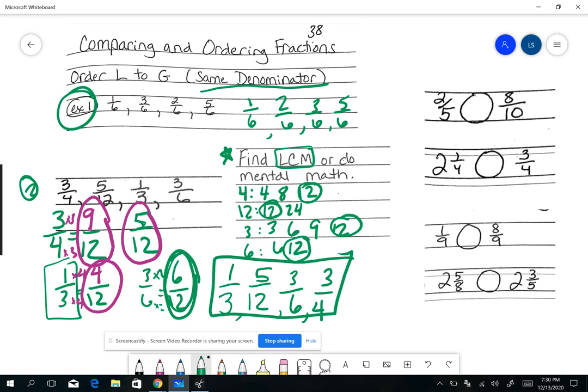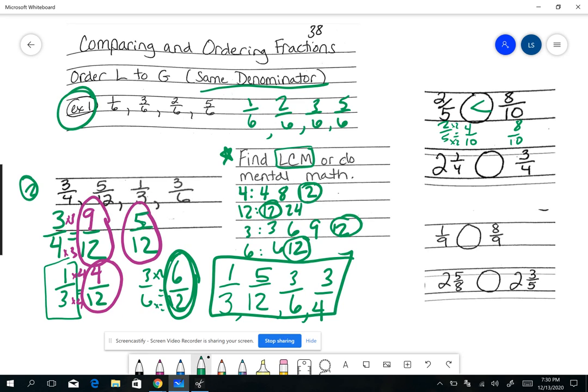When you're comparing fractions, you can do the same thing. You could set them equal to have the same denominator, right? So this would be 8 tenths, and this would be, times this by 2, times this by 2, you get 4. Which one's bigger, 4 tenths or 8 tenths? Well, 8 tenths is greater.